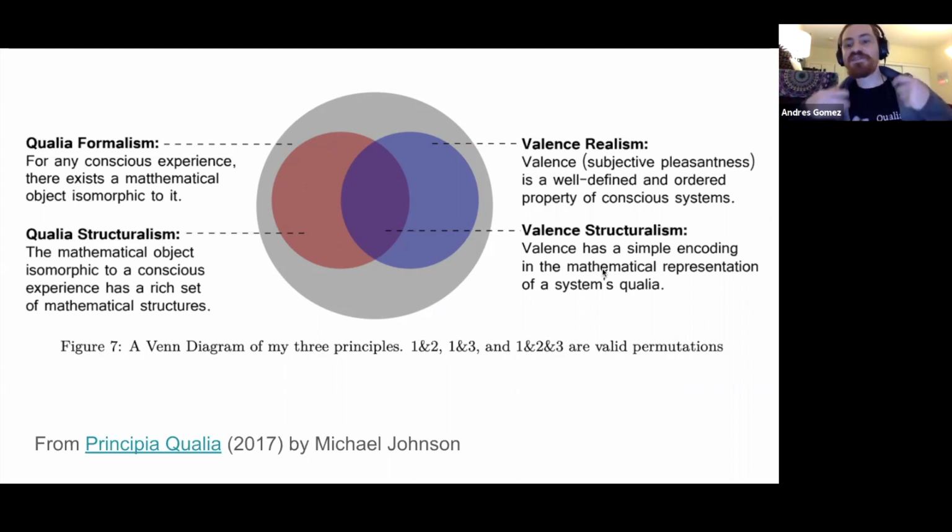First, Qualia formalism. If there's one thing at QRI we are married to, it would be Qualia formalism. That is, for any conscious experience, there exists a mathematical object isomorphic to it. We can make an analogy to electromagnetism: we used to have lightning and electricity and magnets, and all of that seemed somehow thinly related.